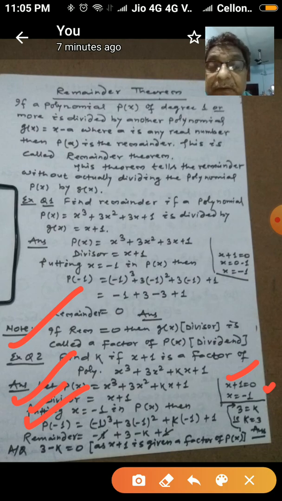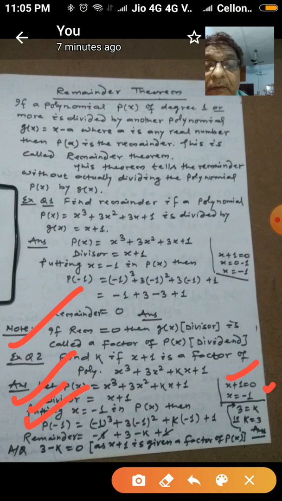Now putting x equal to minus 1 in the given polynomial p(x), then we have p(minus 1) is equal to (minus 1) whole cube plus 3 into (minus 1) whole square plus k into minus 1 plus 1, which is ultimately equal to minus 1 plus 3 minus k plus 1. Minus 1 plus 1 cancel, and you know this p(minus 1) is called the remainder, so we have remainder 3 minus k.